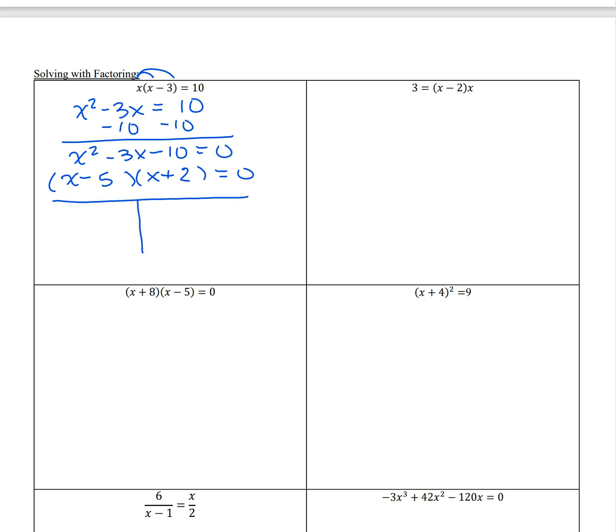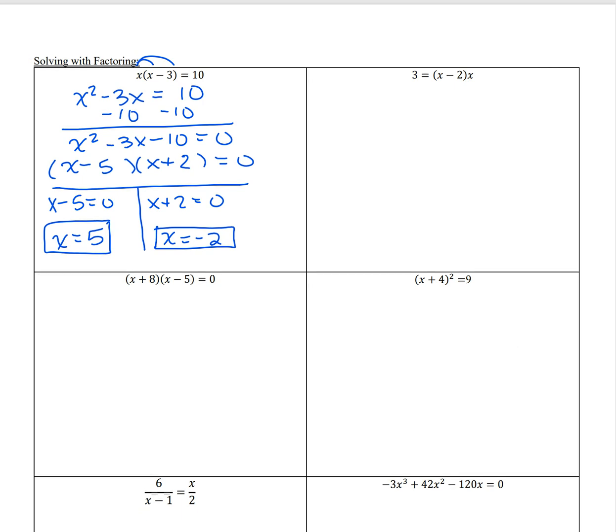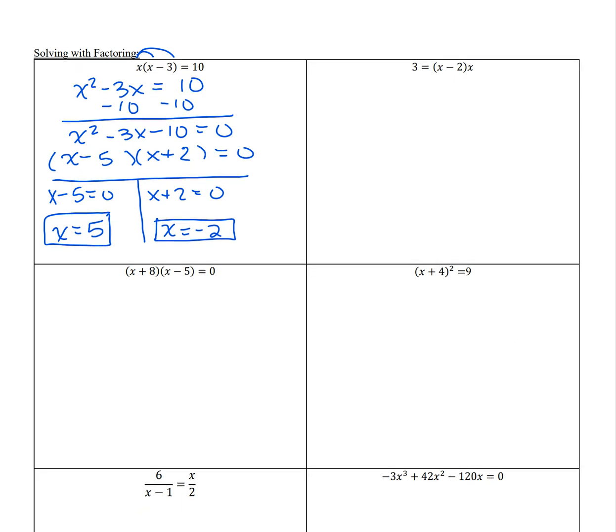Once I've factored, I'm going to tee it off and set each factor equal to 0 and solve those resulting equations. So here, when I add the 5 over, I get x equals 5. When I subtract the 2 over, I get x equals negative 2. Now, similar to this one on the left, it would be the same one on the right. You distribute that x out to the x and the negative 2, bring the 3 over.